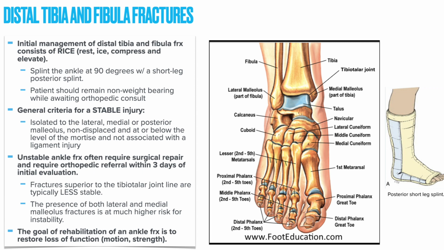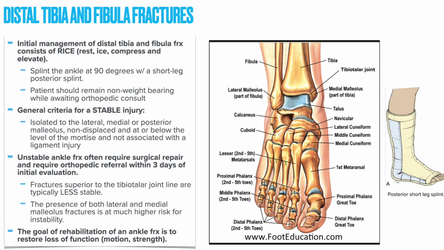So for distal tibia and fibular fractures, the best splint of choice for these injuries is going to be a short leg posterior splint. And this actually holds the ankle at a 90-degree angle. And patients should be instructed to remain non-weight bearing until they see an orthopedic specialist. And so it's going to be really important for you to consider this part when discharging your patient, whether or not it's going to be crutches or something else that you are getting for the patient so that they can remain non-weight bearing.